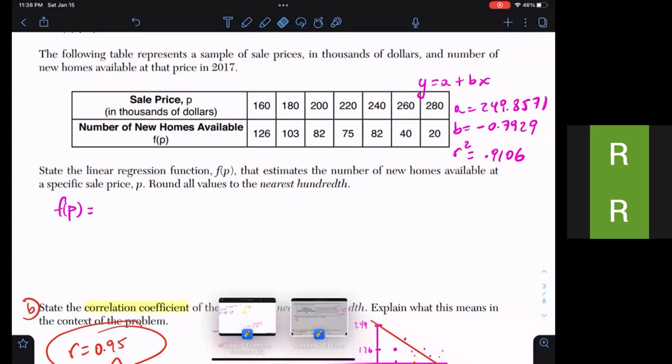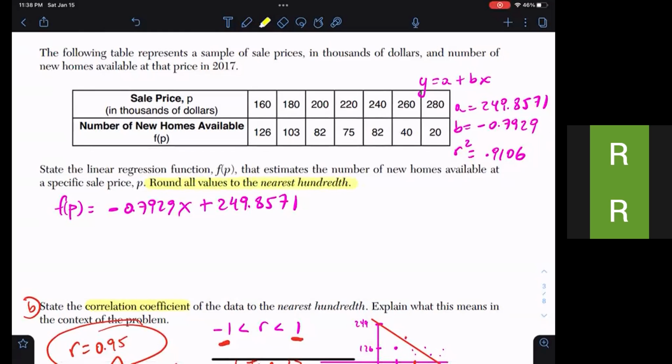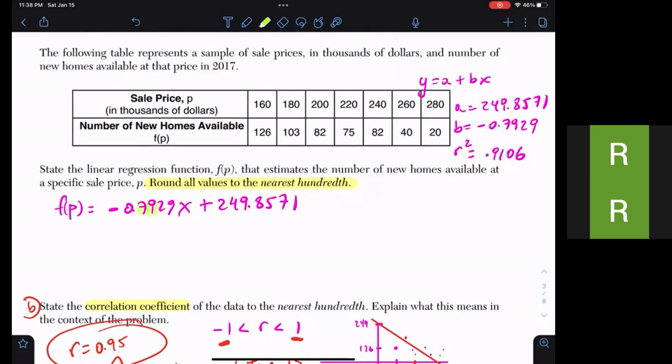Okay, so now I have whatever the calculator gave me, right? So I need to write the equation. A is my y-intercept and B is my slope. So the slope should be negative 0.7929x, that's my slope, plus A in this case, and the y-intercept is 249.8571. But I need to be careful here because they said round all values to the nearest hundredth. So what does nearest hundredth mean? This is the tenths, this is the hundredths, right? So if the number next to the hundredths position is 5 or greater, then I will need to round it.